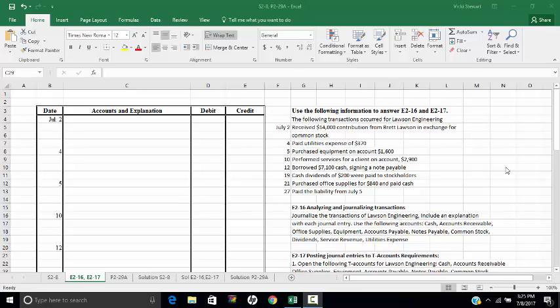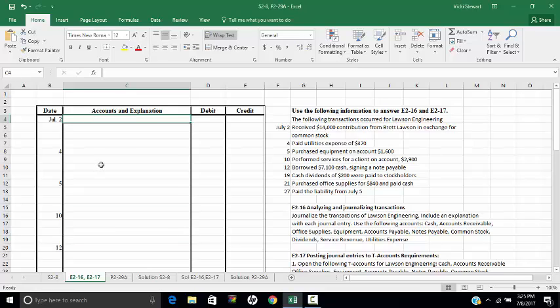This is a demonstration of exercise E216 and E217, and the problem states the following transactions occurred for Lawson Engineering, and it gives us several transactions that occurred in the month of July. E216 asks that we journalize these transactions of Lawson Engineering and include an explanation with each journal entry, and it gives us several accounts to use for our debits and credits.